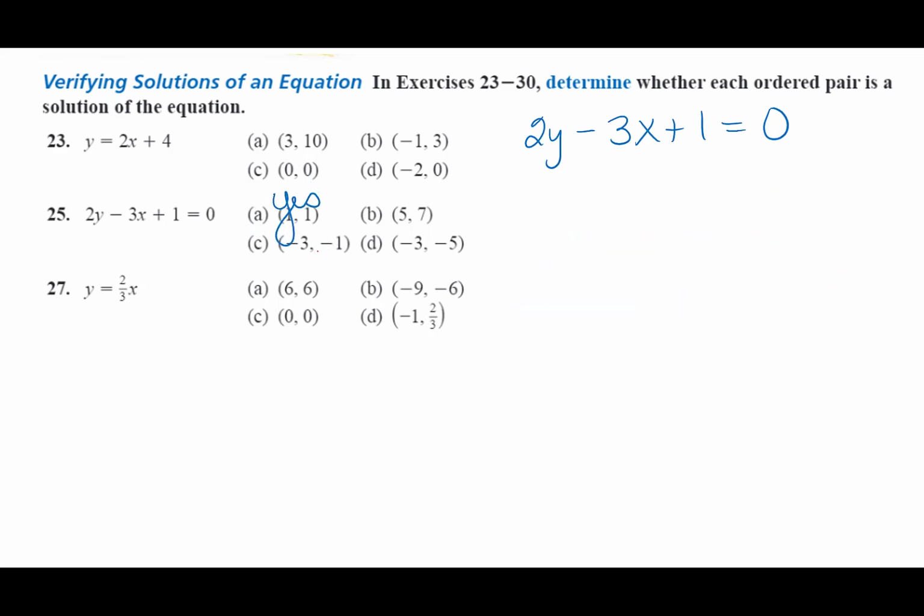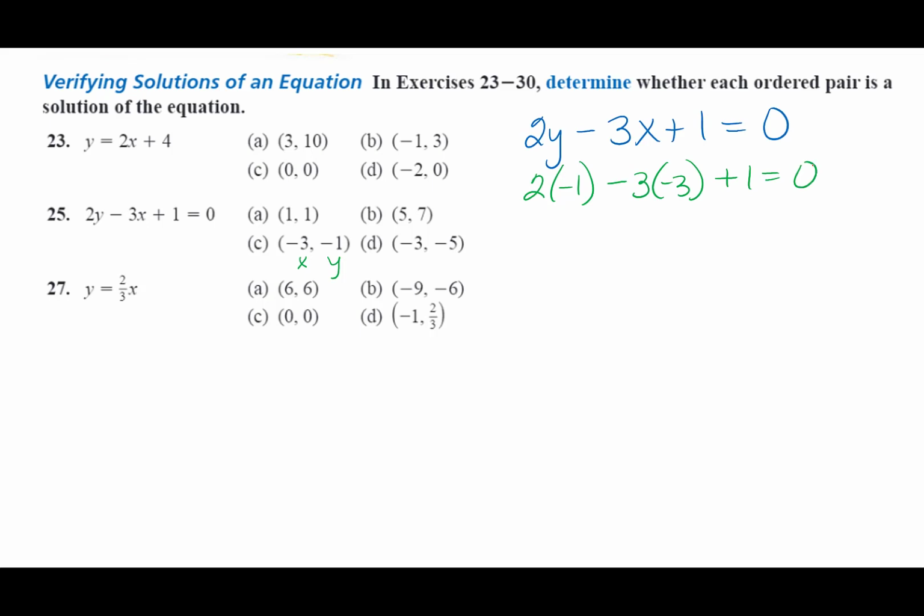Okay, option C is the ordered pair -3, -1. Remember, this goes in alphabetical order. It's really easy to forget that. You want to just plug in the first number you see with the first variable you see, but just really be mindful that it's always in the order x, y. It's always in alphabetical order. So this will be 2 times -1 minus 3 times -3 plus 1 equals 0.